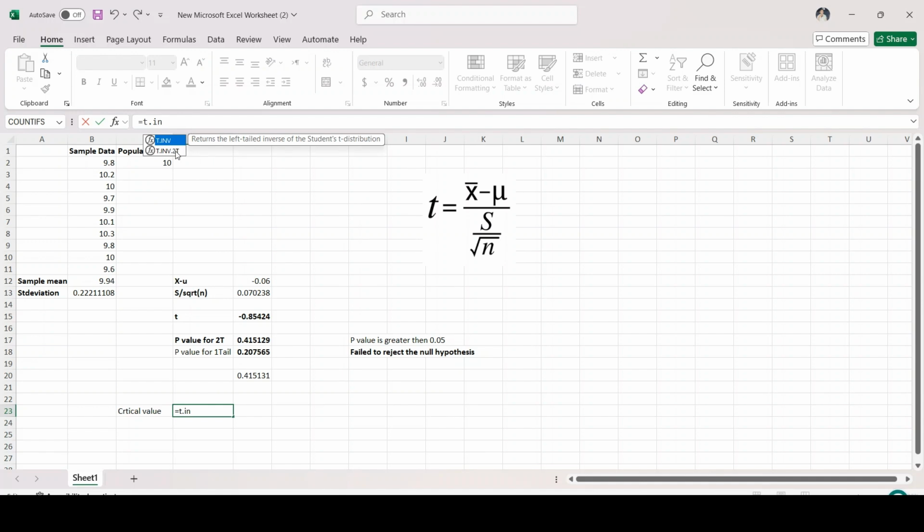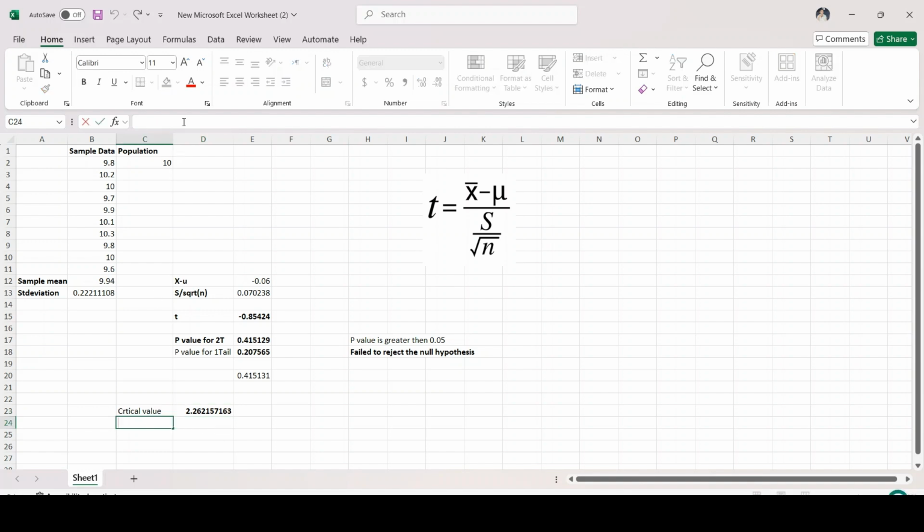Here again, we have to use either the two-tail test or the single-tail test, right? For the two-tail test, we write the significance level, that is 0.05, and again we have to mention the degree of freedom, that is 9, right? So the value is 2.26, right? So here you see what the t value is in negative.